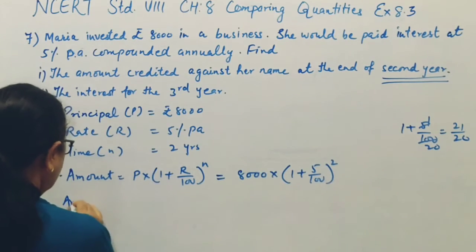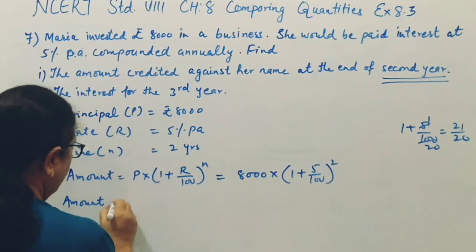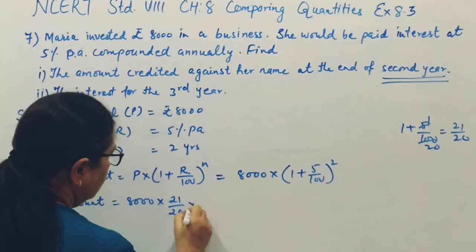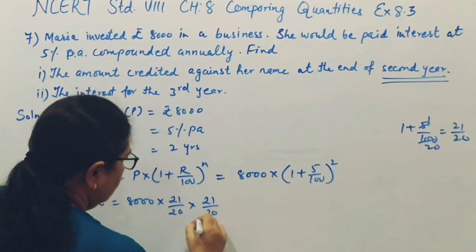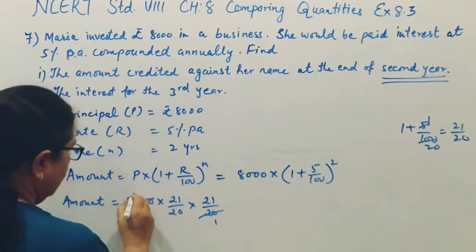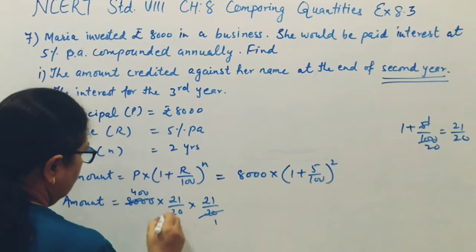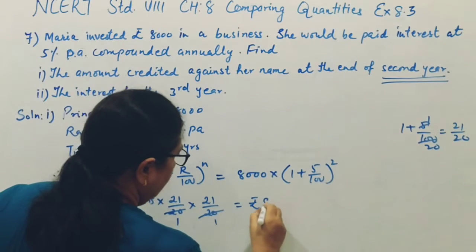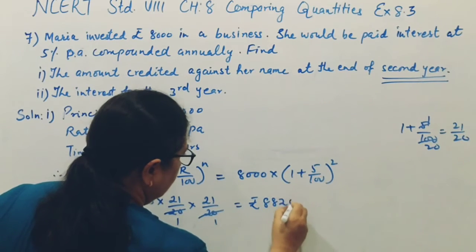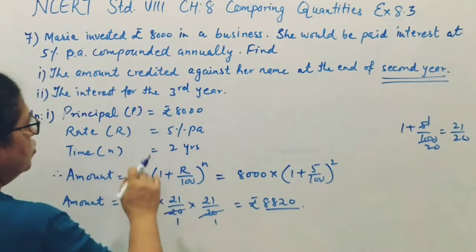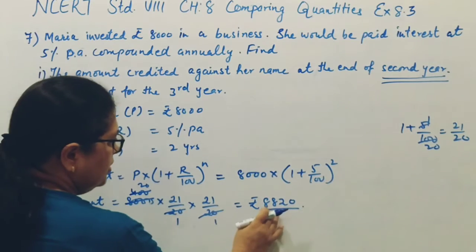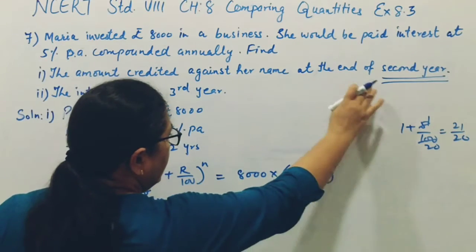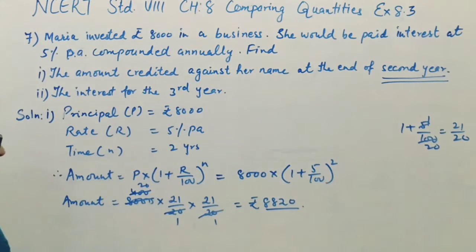So amount is 8,000 into 21 upon 20 into 21 upon 20. So after cancellation we get rupees 8,820. So rupees 8,820 will be credited against her name at the end of second year.